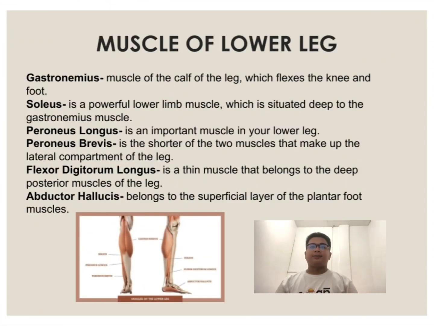Muscles of the lower leg. Gastrocnemius is the muscle of the calf of the leg, which flexes the knee and foot. Soleus is a powerful lower leg muscle which is situated deep to the gastrocnemius muscle. Peroneus longus is an important muscle in your lower leg. Peroneus brevis is the shorter of the two muscles that make up the lateral compartment of the leg. Next is the flexor digitorum longus, a thin muscle that belongs to the deep posterior muscles of the leg. Adductor hallucis belongs to the superficial layer of the plantar foot muscles.